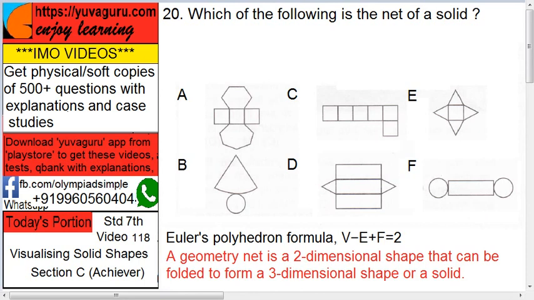But A and C, if you join them, they won't close totally. Something will be hollow. So A and C are not the net of a solid. The remaining E, B, D, F are the net of a solid.